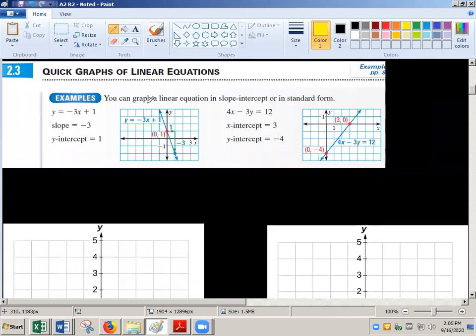For quick graphs of linear equations here, this is just our whole y equals mx plus b, knowing the slope and the intercept. Here we have our y, this is our output value. Here's our x, which is our input value. We have our slope here, which is -3. And then we have our y-intercept, which is the b value. So when I'm looking at this, I should be able to very quickly and easily see where this thing is going to start and then what I'm going to do with it. So it always starts at the b value.